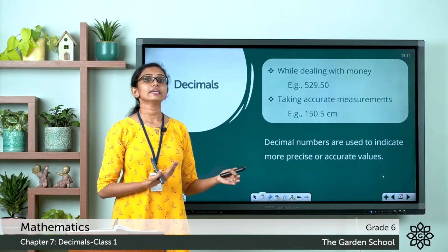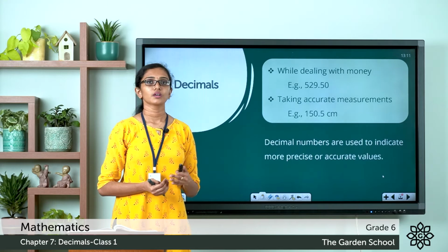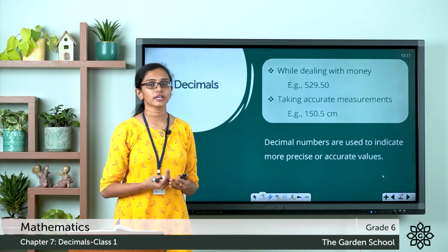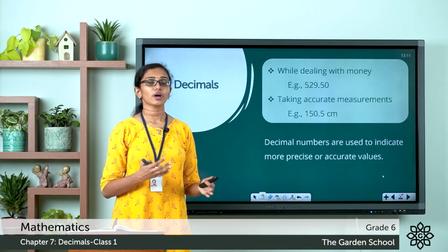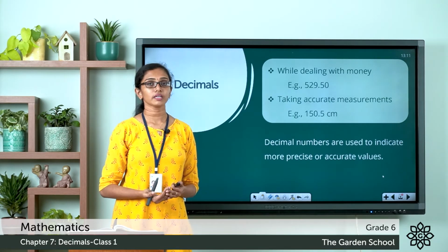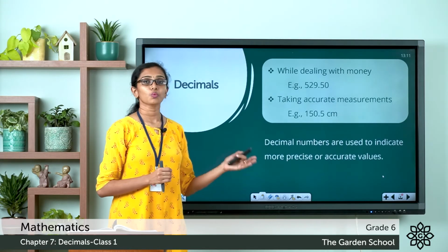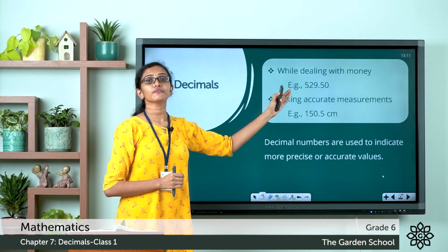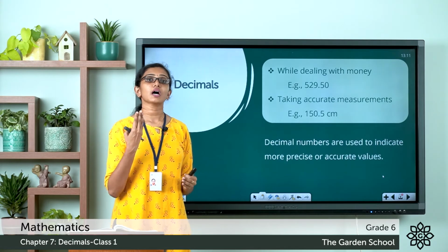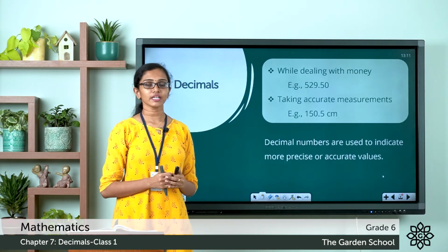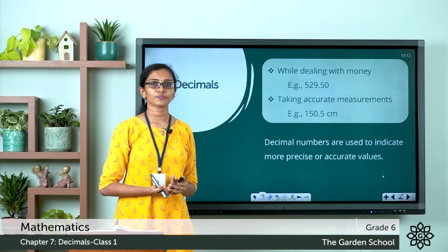For example, while dealing with money, someone is asking you, what is the cost of your shoes? You may answer them, it is around 530 rupees. So there you are not giving an exact value. You are giving an approximate value. But what if you are telling the exact value? For example, if the price of the shoe was 529.50 or 529 rupees 50 paise, then that gives a more accurate idea of the price, right? So while dealing with money, we use decimal numbers to give the exact value.